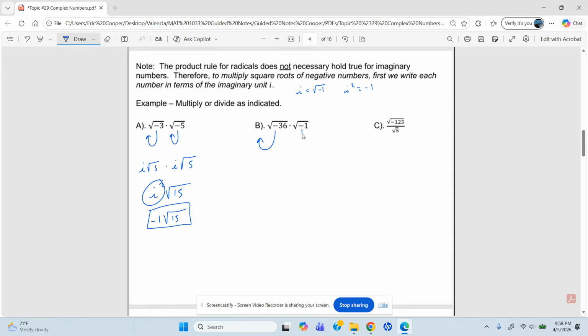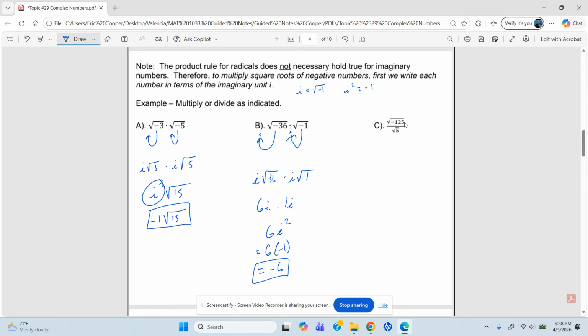Again, we take the negatives out first and turn them into i's. So this is i square root of 36 times i square root of 1. The square root of 36 is 6, so this becomes 6i, and the square root of 1 becomes 1i. 6i times 1i, 6 times 1 is 6, and i times i is i squared. The i squared becomes negative 1. It takes its place, and now I have 6 times negative 1, which is negative 6.